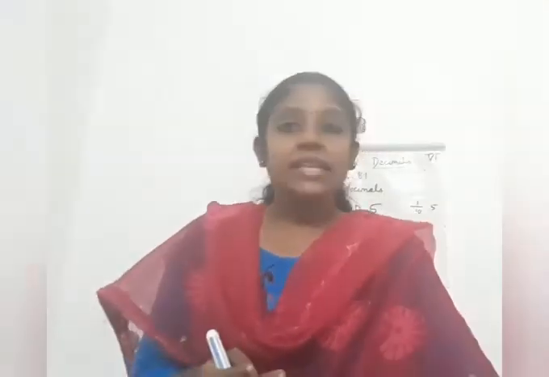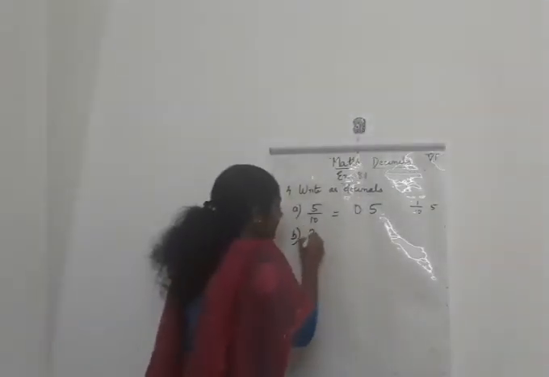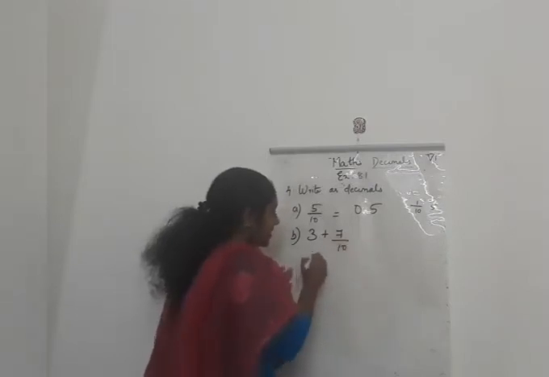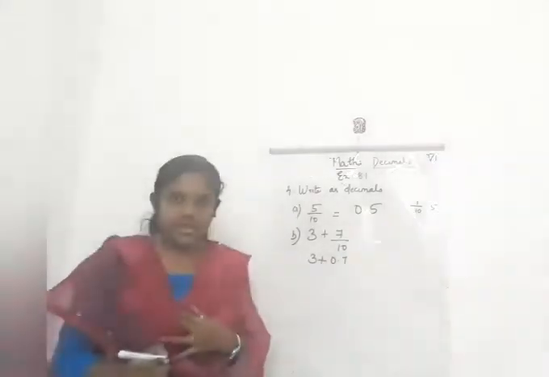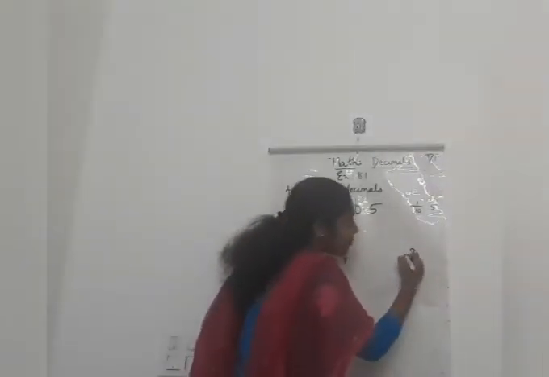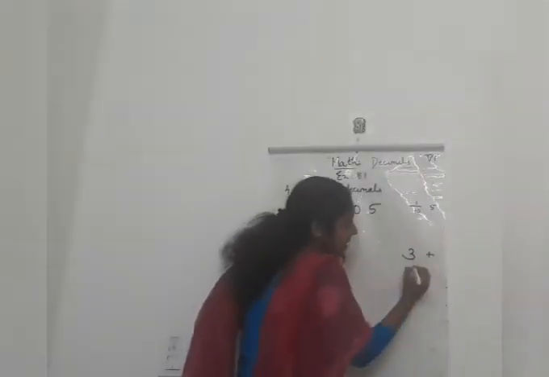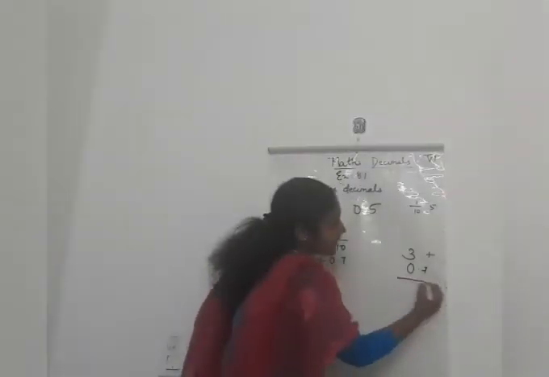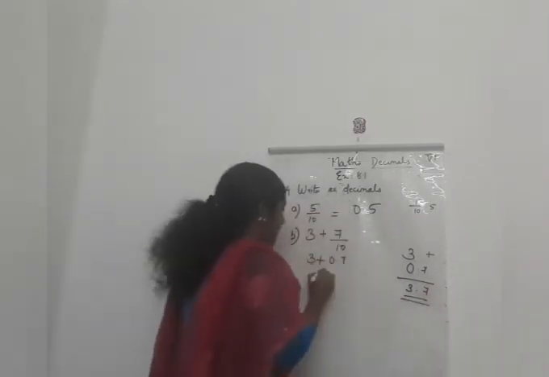Next question is 3 plus 7 by 10. 3 plus 7 by 10. Okay, so 7 by 10 means it is 0.7. So if we add 3 to 0.7, we put 0 below the 3. 0.7. Okay, so here it is 0. It is 3.7.